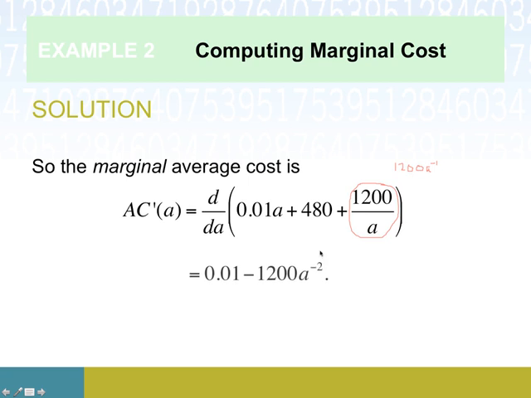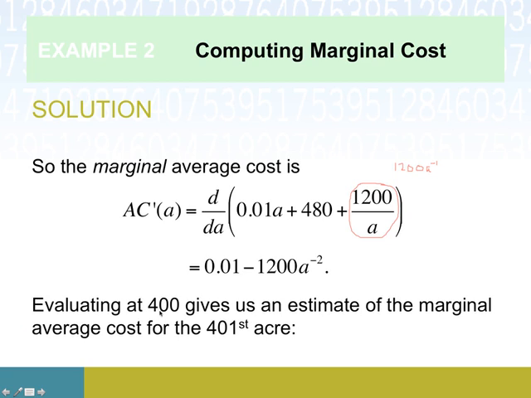So the negative would come down, so that would change the sign over here, and then our exponent would be reduced, so we'd be down to A to the -2. And of course, since 480 is a constant all by itself, it's going to go away, and then 0.01 times A would have a rate of change of just 0.01. So this is our marginal average cost function in general.